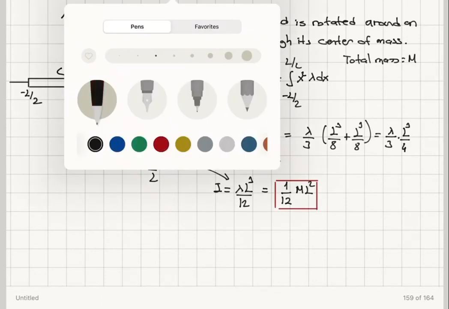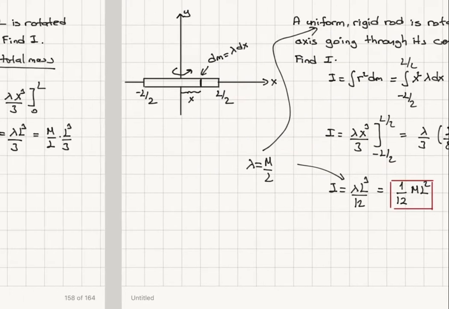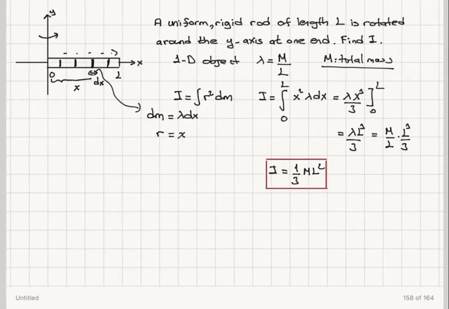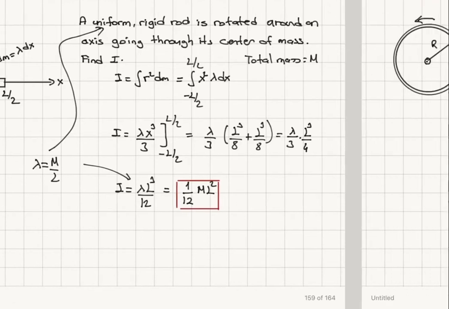So you can see, depending on where the axis of rotation is, I'm getting a different answer. For rotations around an axis that goes through one end, it's 1/3 m L squared, and for rotations around the central axis, it is 1 over 12 m L squared. Okay.